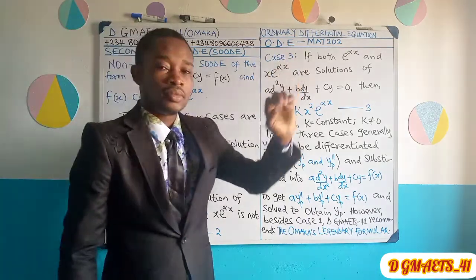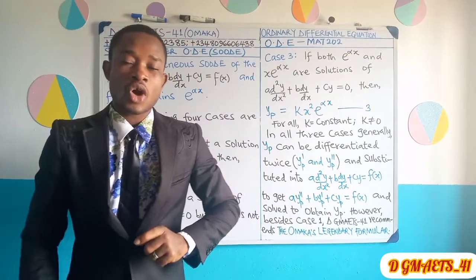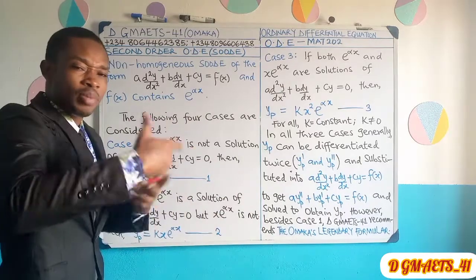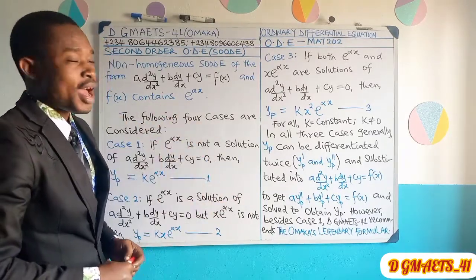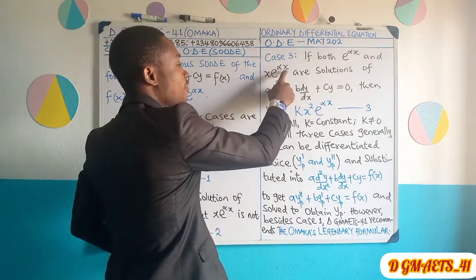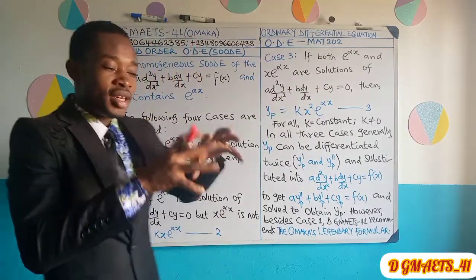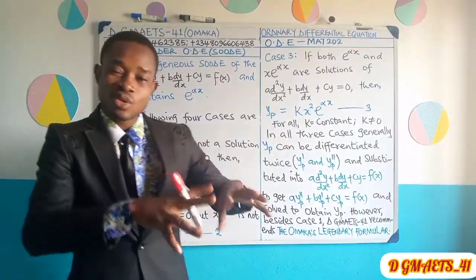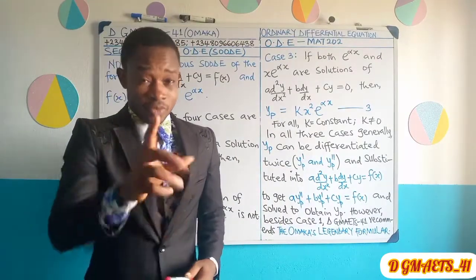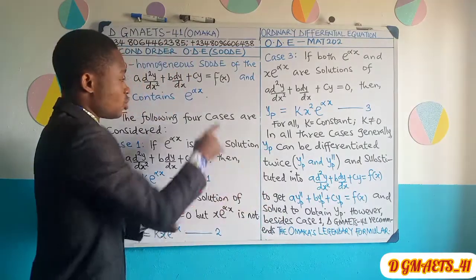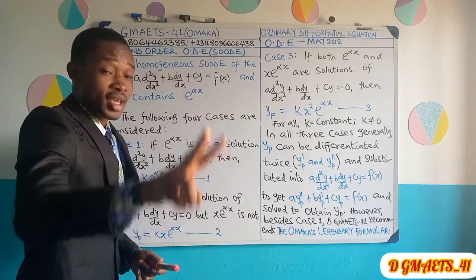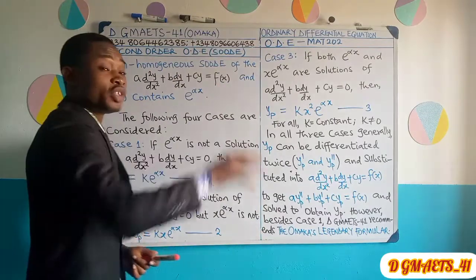Case 3. Consider a case down there. After solving the homogeneous part of the non-homogeneous SOODE, that is the complementary function, you notice that exponential alpha x and x exponential alpha x are both solutions in that complementary function. What I am trying to say here is a situation whereby the exponential term you have in this f of x appeared twice in the complementary function.